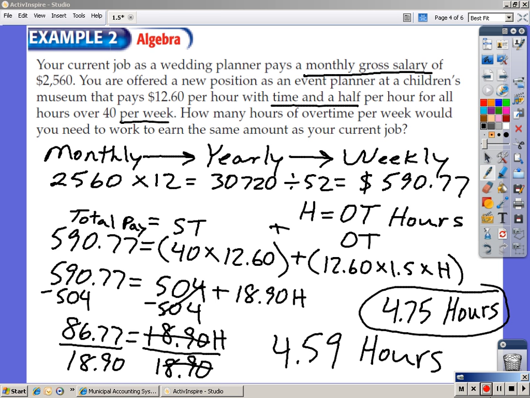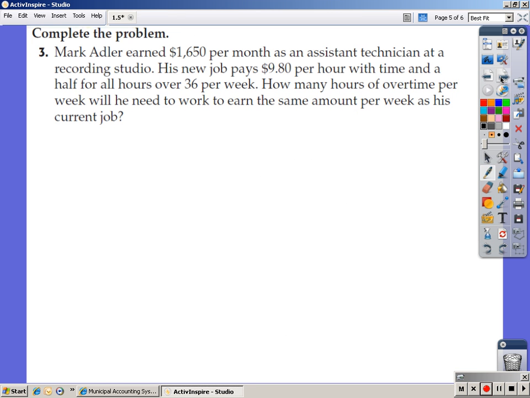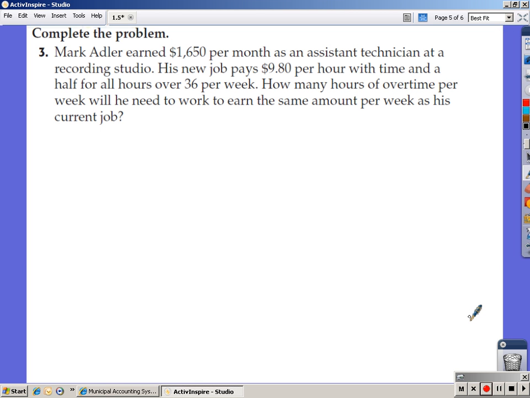Okay, let's go ahead and look at the next problem. Press pause. Try this one on your own. I'll give you a little bit of time, and play when you're ready to see it worked.